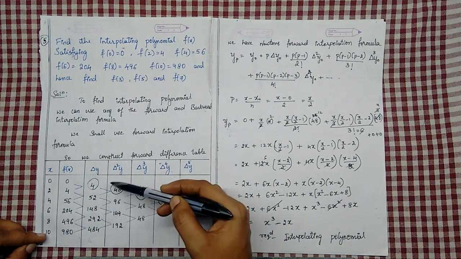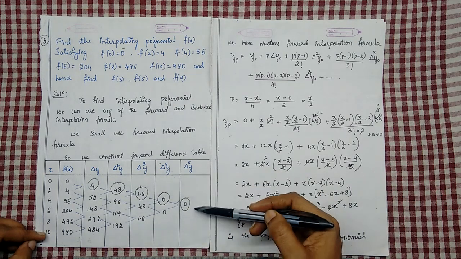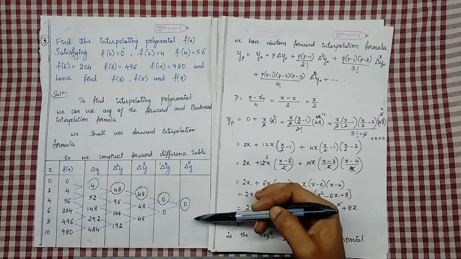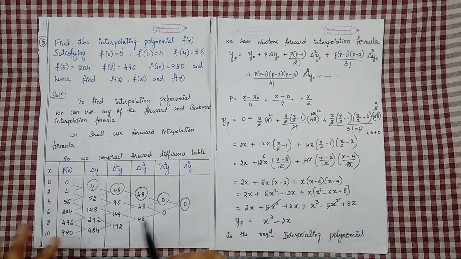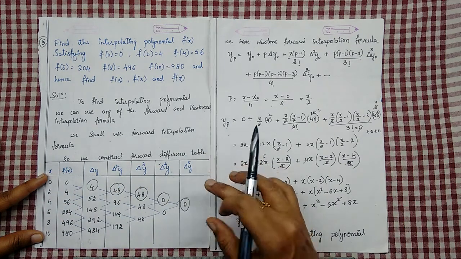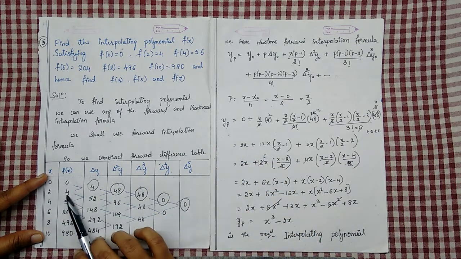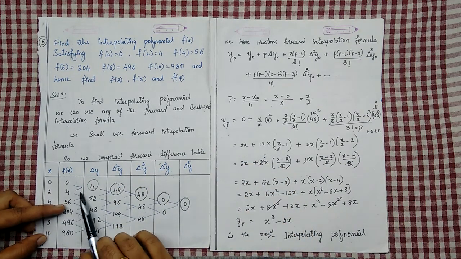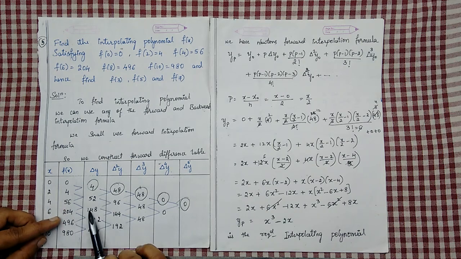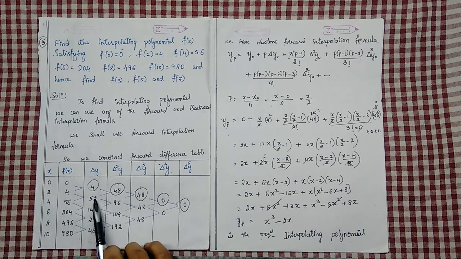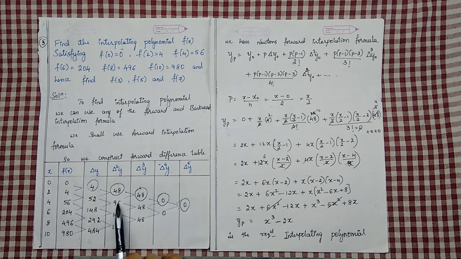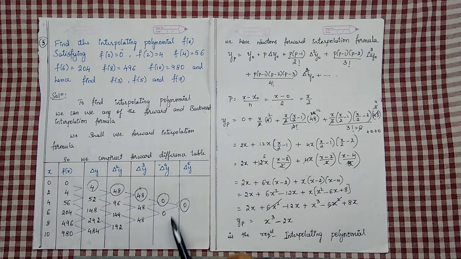Now you know how to find these differences: first difference, second difference, third difference, fourth difference, and fifth difference. Till fifth difference we have got the value. See, this is the difference. 4 minus 0 is 4. 56 minus 4 is 52. 204 minus 56 is 148. 496 minus 204 is this. Similarly, for the next difference, 52 minus 4 is this. 148 minus 52 is this. 292 minus 148 is this. Similarly, the terms are found.